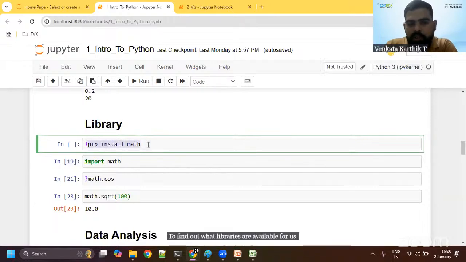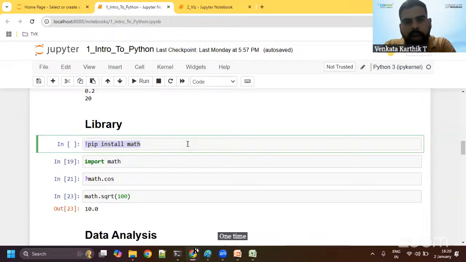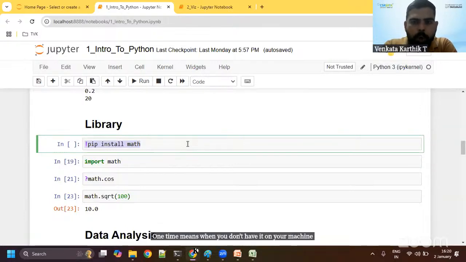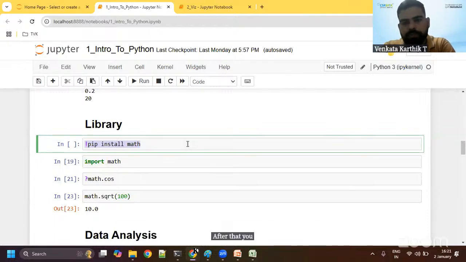So once you install this, this is a one-time job. Okay, you don't have to do this again and again. It is just one time. One time means when you don't have it on your machine, you're pulling that and putting it on your machine. After that, you don't have to do it.